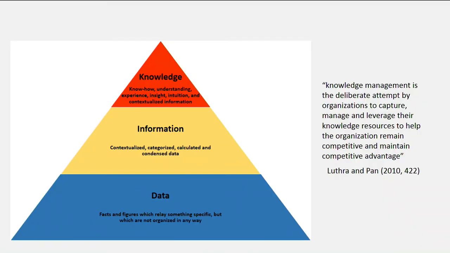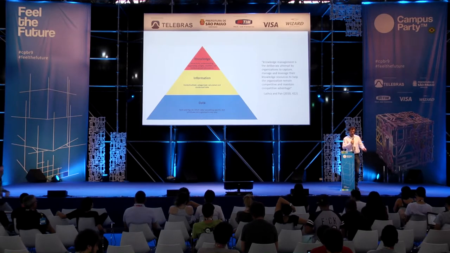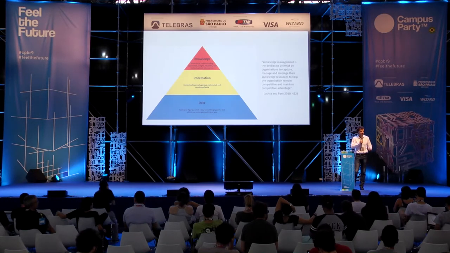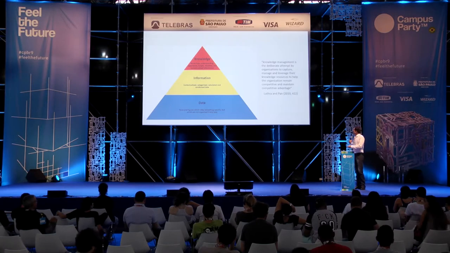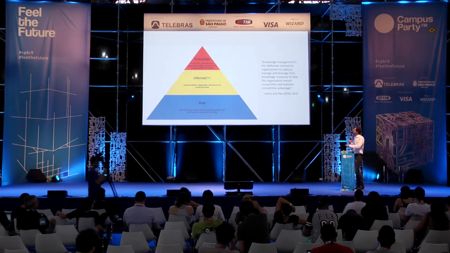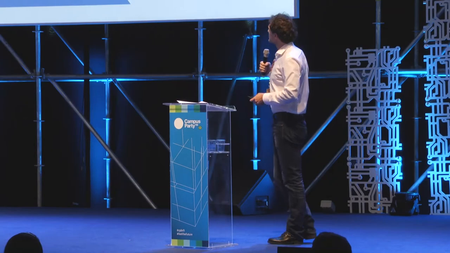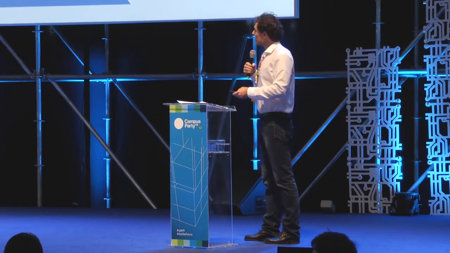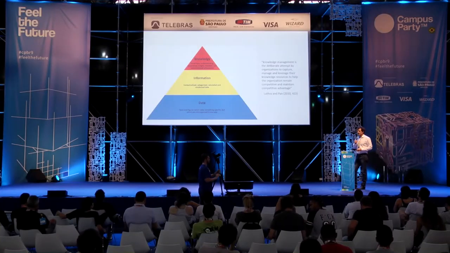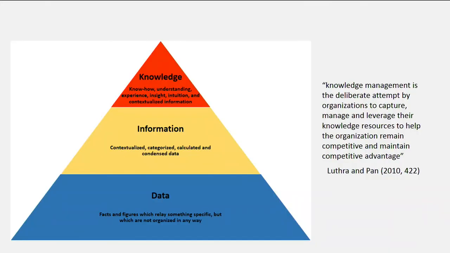Then you have, at the second layer, the information, which basically represents an organization or configuration of basic facts according to specific purposes. And then you have the upper layer of the pyramid that is knowledge. As you can see here, knowledge is normally defined as know-how, understanding, experience, insight, intuition, and contextualized information.